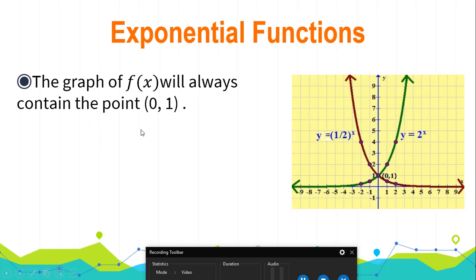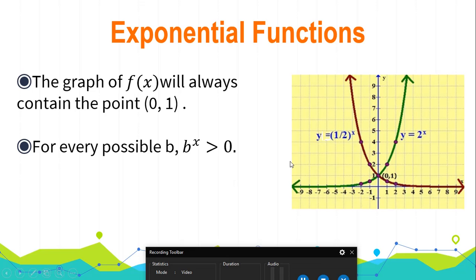Some basic facts about the parent function. So if you have a parent function, your graph will always contain the point 0, 1. And you can see that on both of these, although only the green is the parent function. The growth factor can be anything as long as it's greater than 1, but the power itself needs to be greater than 0 to show any kind of growth.